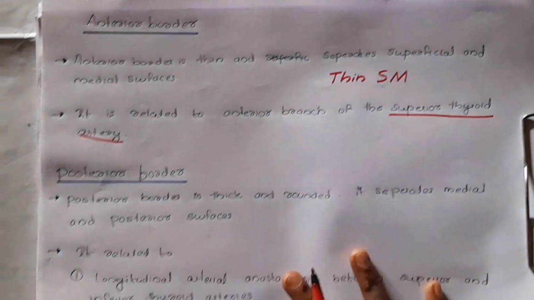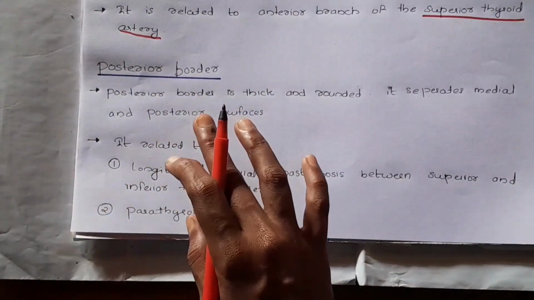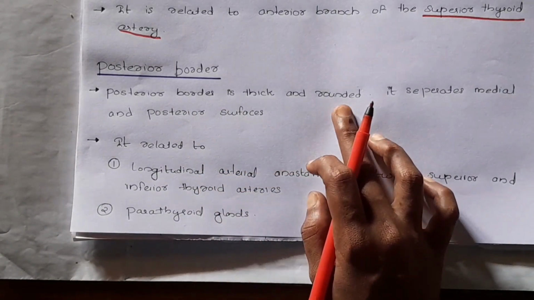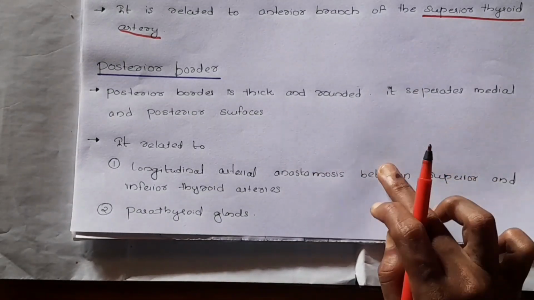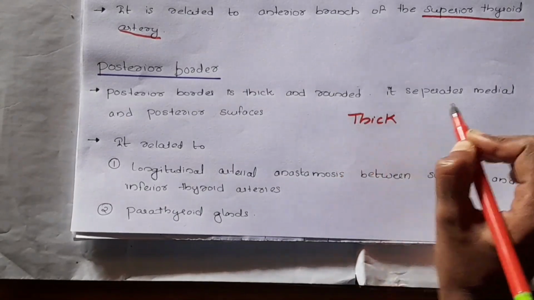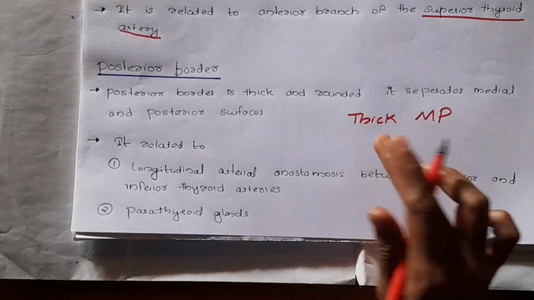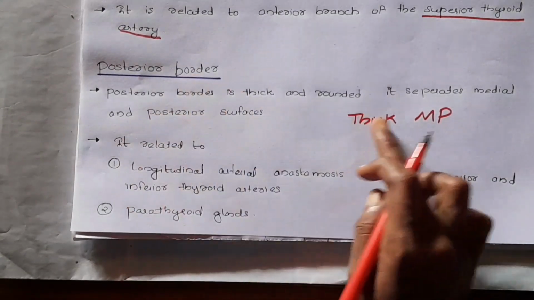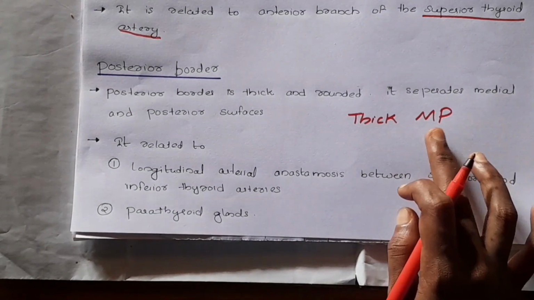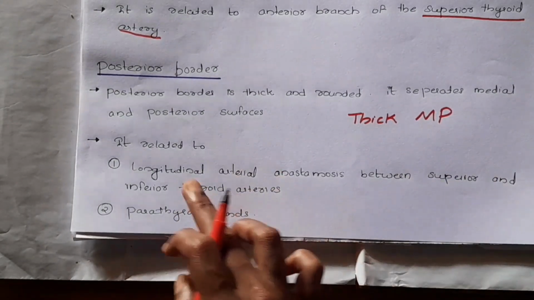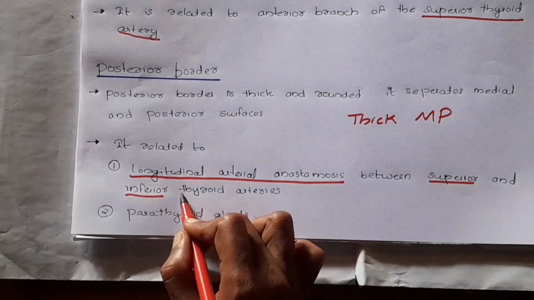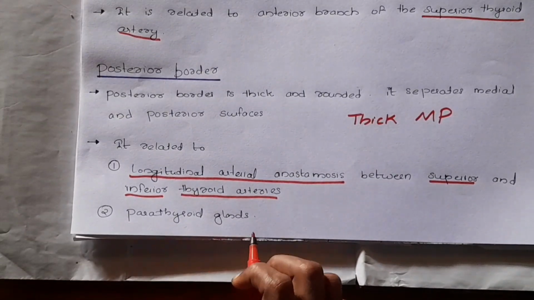and the posterior border is thick and rounded, and it separates the medial and the posterior surface. This we can remember with the help of thick MP. Okay, posterior border is thick and it separates the medial and the posterior surface, and it is related to the longitudinal arterial anastomosis between the superior and the inferior thyroid arteries and the parathyroid glands. Okay.